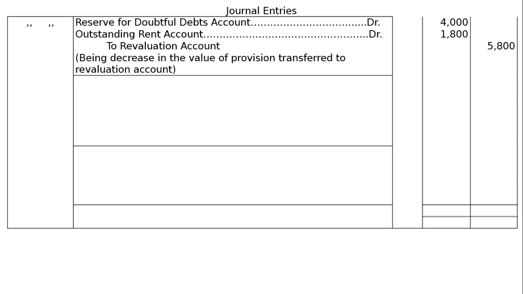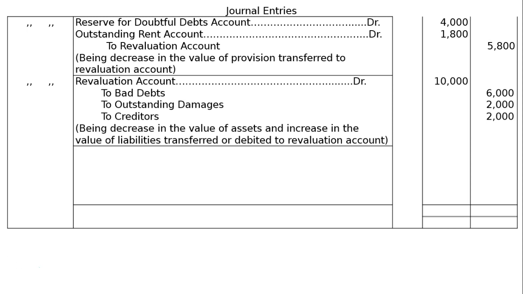In the revaluation account, reserve for doubtful debts account debited 4,000, in the credit side it is there. And outstanding rent account debited rupees 1,000 to revaluation account rupees 5,800, being decrease in the value of provision transferred to revaluation account. Next one is debit entry, revaluation account debited rupees 10,000, to bad debt 6,000, to outstanding damages 2,000, to creditors 2,000, being decrease in the value of assets and increase in the value of liabilities transferred or debited to revaluation account.